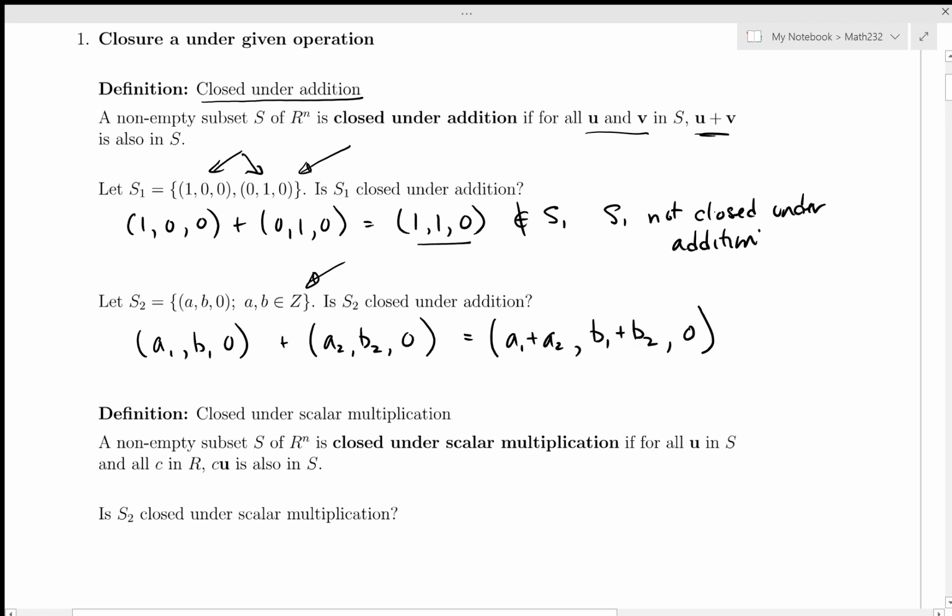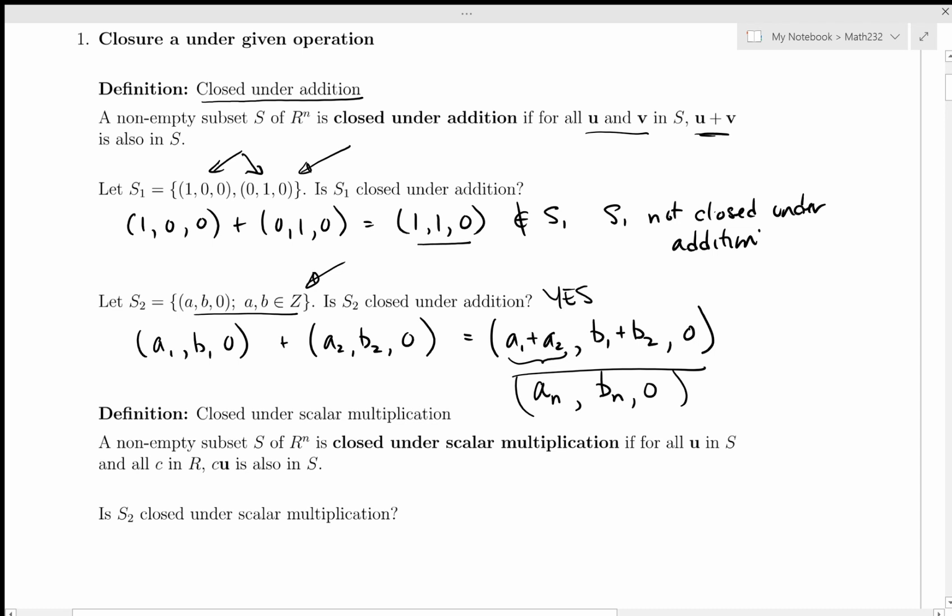And then I ask myself, is this new vector in S2? I look at the form of that vector, and it's some number. Let me call that AN, maybe for new, and BN, and 0. And AN and BN are both integers, so that fits the form of the vectors in S2. So S2 is closed under addition. So the answer here is yes, closed.